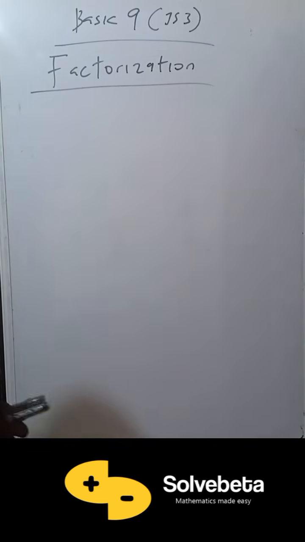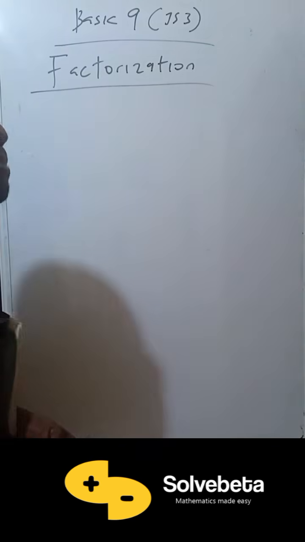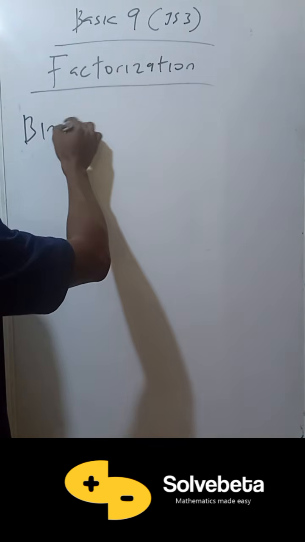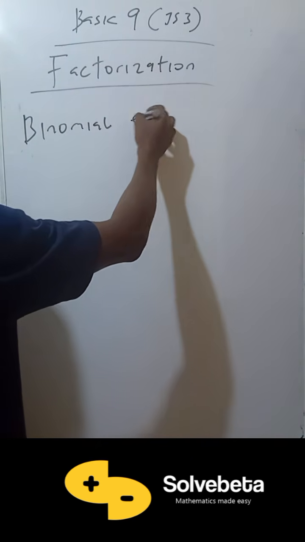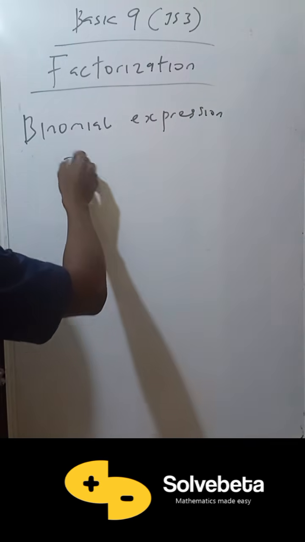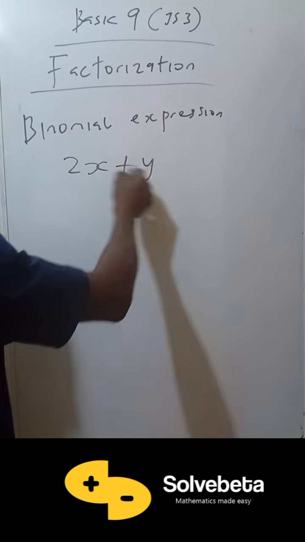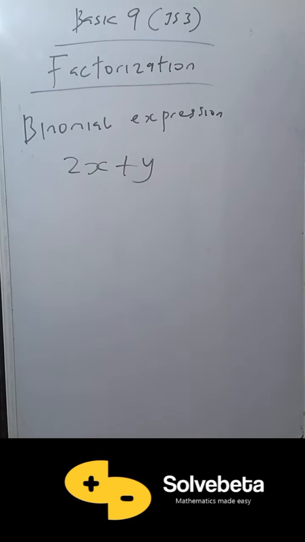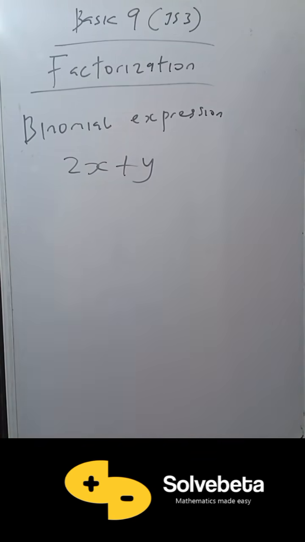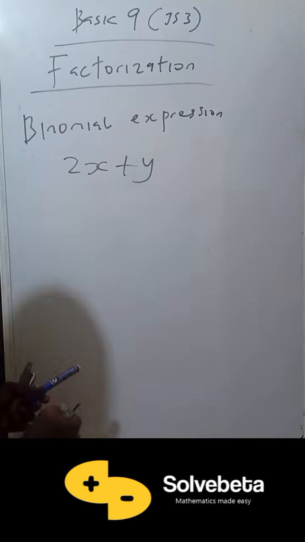Now, an algebraic expression with two terms is known as a binomial expression. Look at this. This is a binomial expression. It's an algebraic expression that has two terms. This is the first term and this is the second term. So this is a binomial expression.